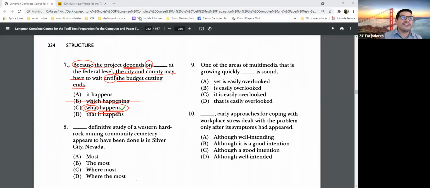It's not a reduced clause. It cannot be a reduced clause because remember that it has to come after a noun. So happening is not an action. It's an adjective. Good. Let's go with letter A, number 8.